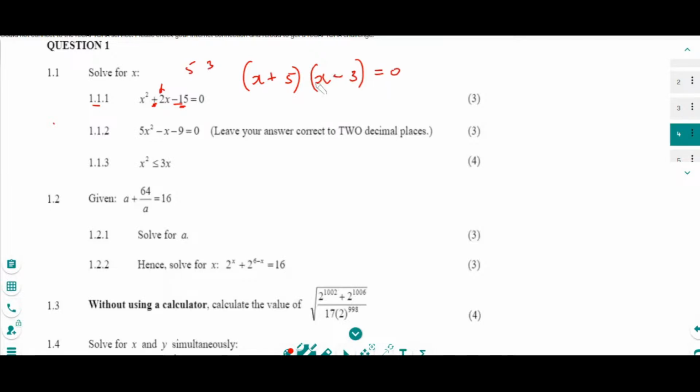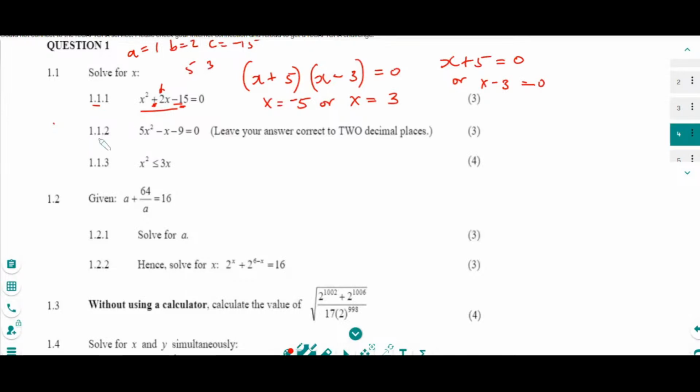So my x value here will be negative 5, or my x value here will be positive 3. I equate x plus 5 is equal to 0, and transpose the 5 to that side, or x minus 3 is equal to 0, and transpose. You can even use your quadratic formula with a being 1, b being 2, and c being negative 15. You'll still end up with the same solutions.